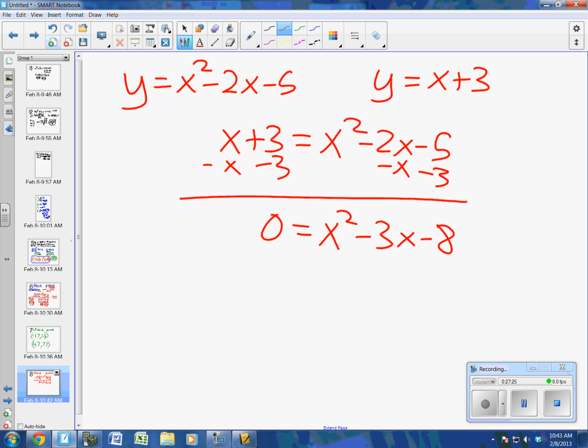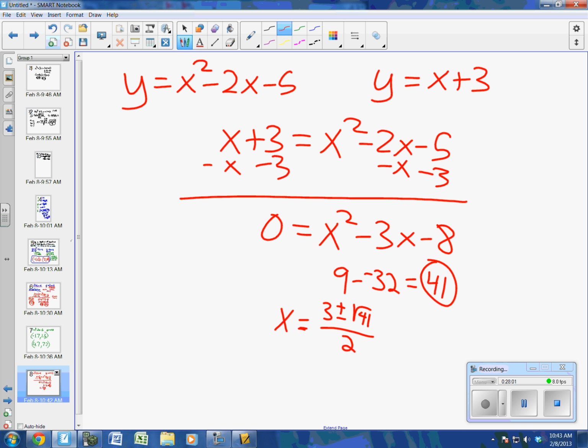You got that? And this is a quadratic. This one right here, I'm going to use the quadratic formula. It's not factorable. So b squared would be 9 minus 4 times 1 times negative 8, which is negative 32. 9 plus 32 is 41. Okay, so there's my discriminant. So I'm going to get x equals negative b, which would be 3, plus or minus the square root of 41, all over 2 times 1, which is 2.